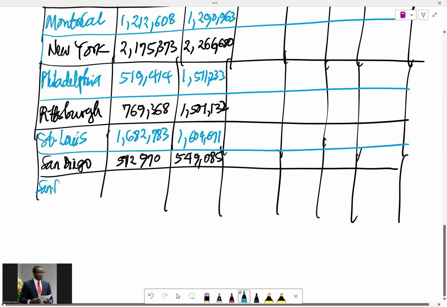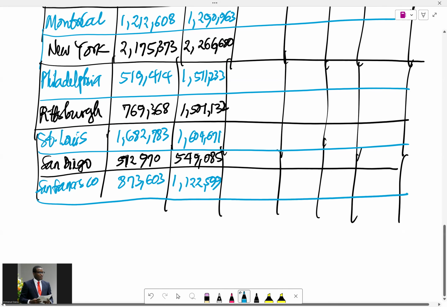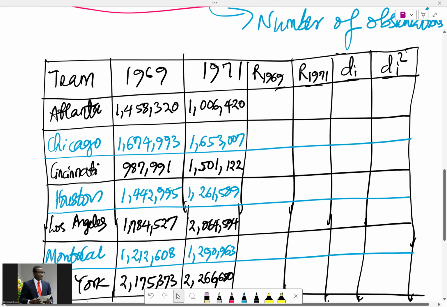San Francisco. So this is 873,603. And then in 1971, it was 1,122,599. Okay. So that's what that has been like. So we need to do the ranking now.